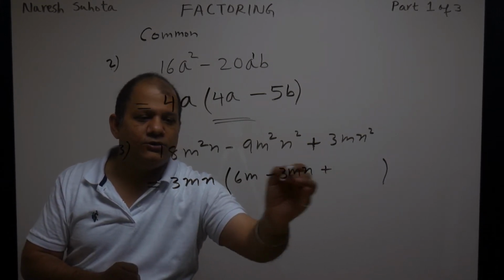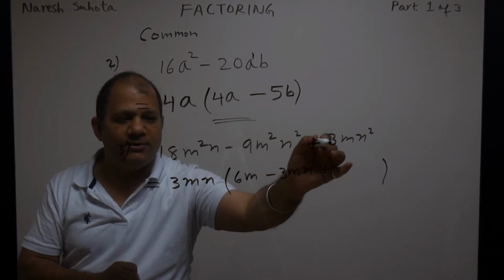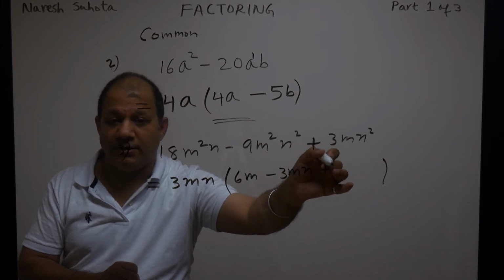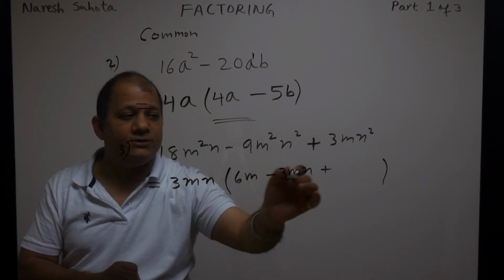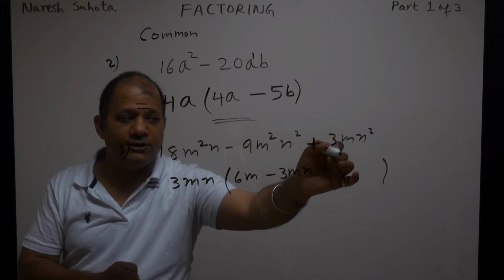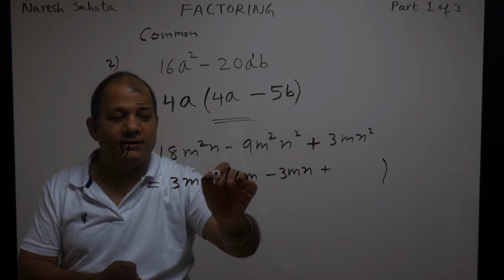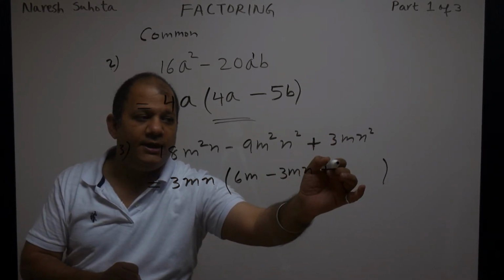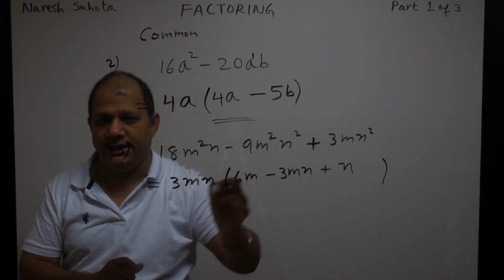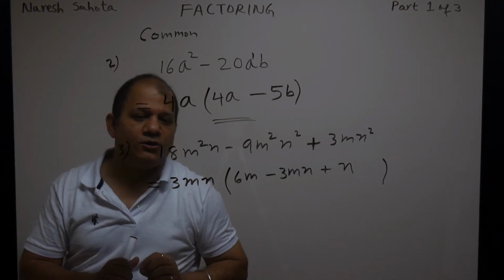The last term, so 3 times 1 will give me 3, so I don't need to bother writing 1. And then m is already factored out, so I don't need to worry about m. So n times what will give me n squared? N times n will give me n squared, okay? So that's that.